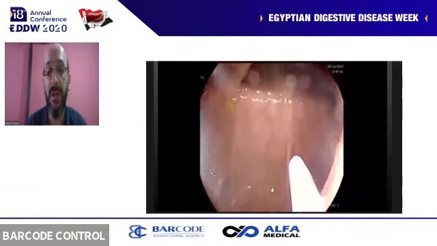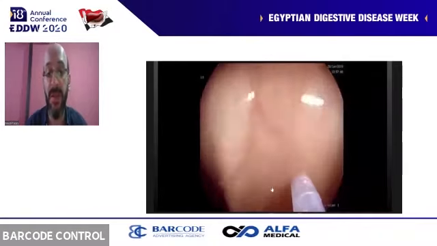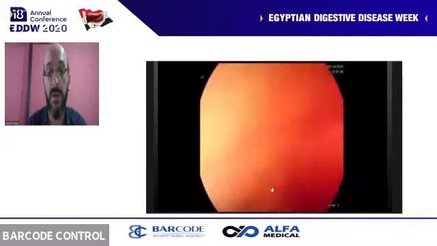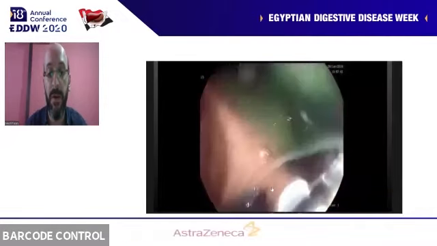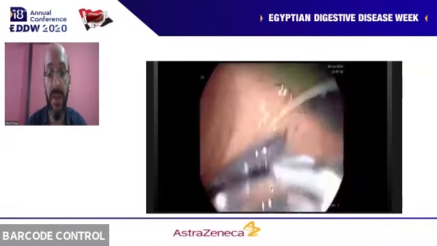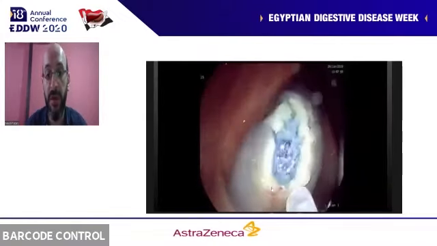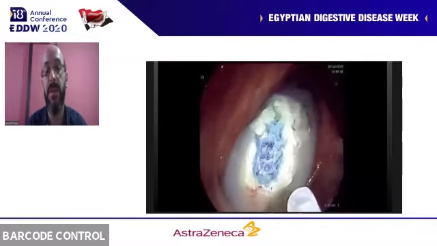After resection, you should check the base of the polyp and ensure no perforation or bleeding at the base of the polyp, as we will see here. We can see here a clear base with no signs of suspected perforation or bleeding. Then you should retrieve the polyp.